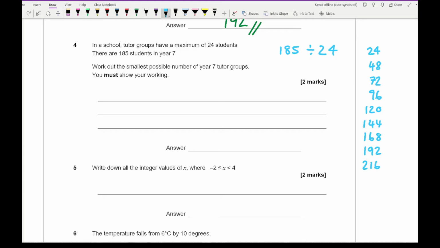So looking at this, then we want to do 185 divided by 24. So looking at this, well, we can see that we're going to end up with 168. So that's going to be 1, 2, 3, 4, 5, 6, 7. And so the smallest number of tutor groups we can have is going to be 8, because 7 is just simply not going to be enough.